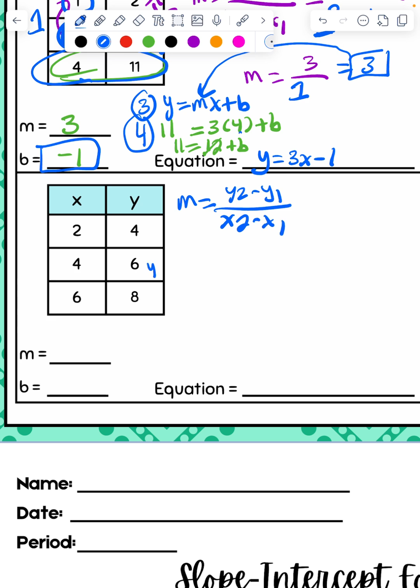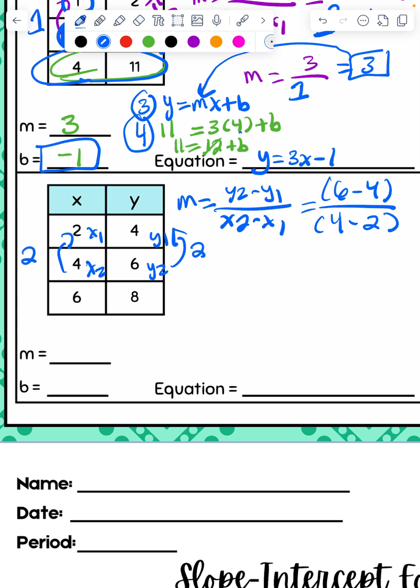This is my y2. This is my y1. I need to subtract that. So that's going to be 6 minus 4 over my second x-coordinate is 4. My first x-coordinate is 2. That's going to be 4 minus 2. So I know 6 minus 4 is 2. 4 minus 2 is also 2. So my slope is going to be 2 divided by 2, or 1.